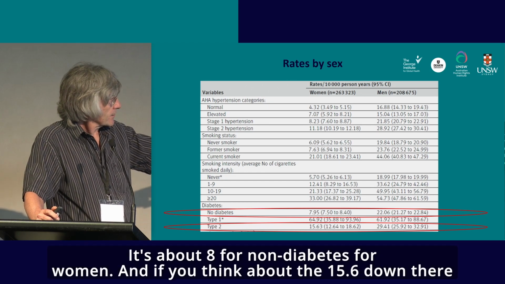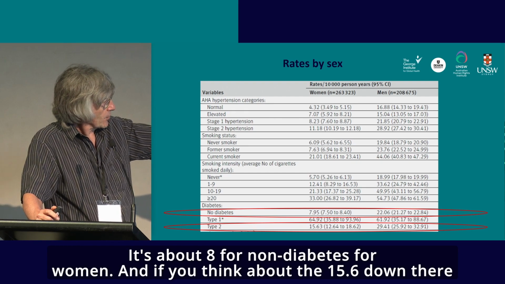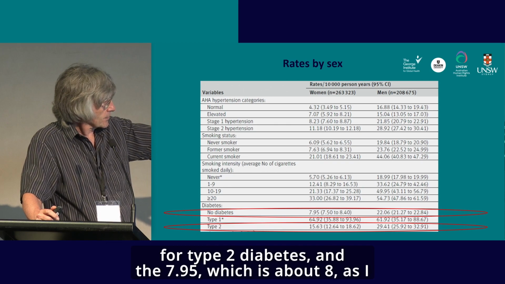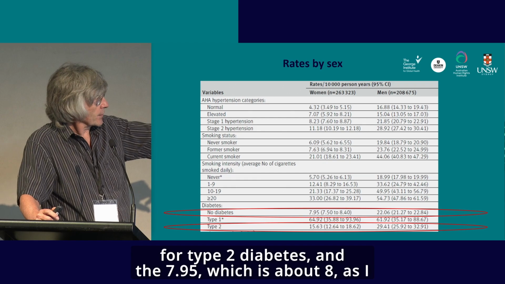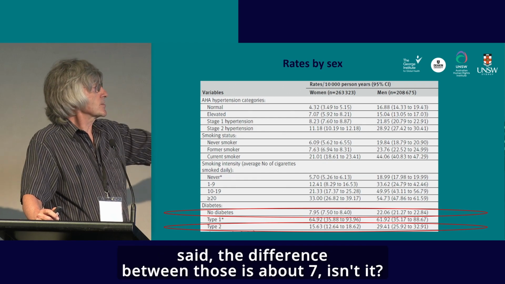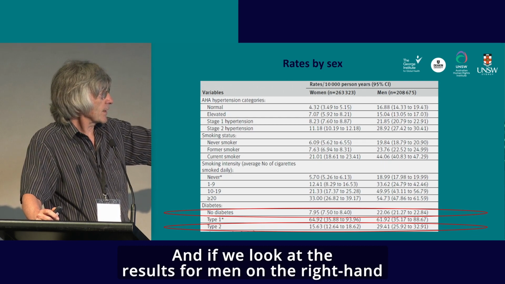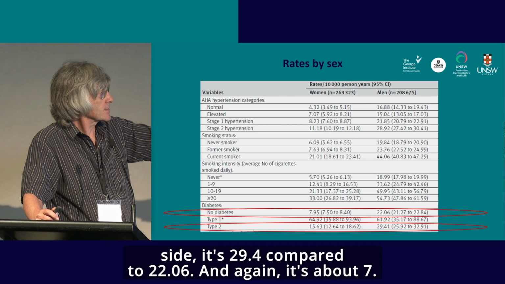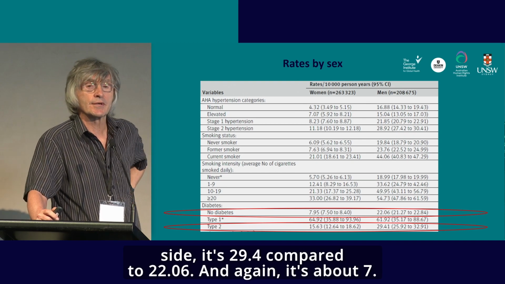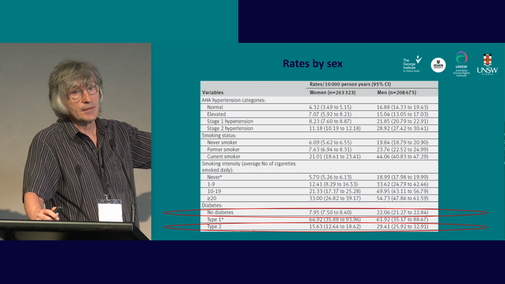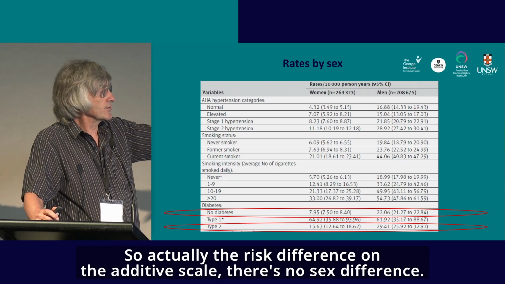But what we want to see is how that compares with people with no diabetes, because that's the contrast that we're interested in a sex stratified way. It's about 8 for non-diabetes for women. And if you think about the 15.6 for type 2 diabetes, and the 7.95, which is about 8, the difference between those is about 7, isn't it? And if we look at the results for men on the right-hand side, it's 29.4 compared to 22.06. And again, it's about 7. So actually the risk difference on the additive scale, there's no sex difference.